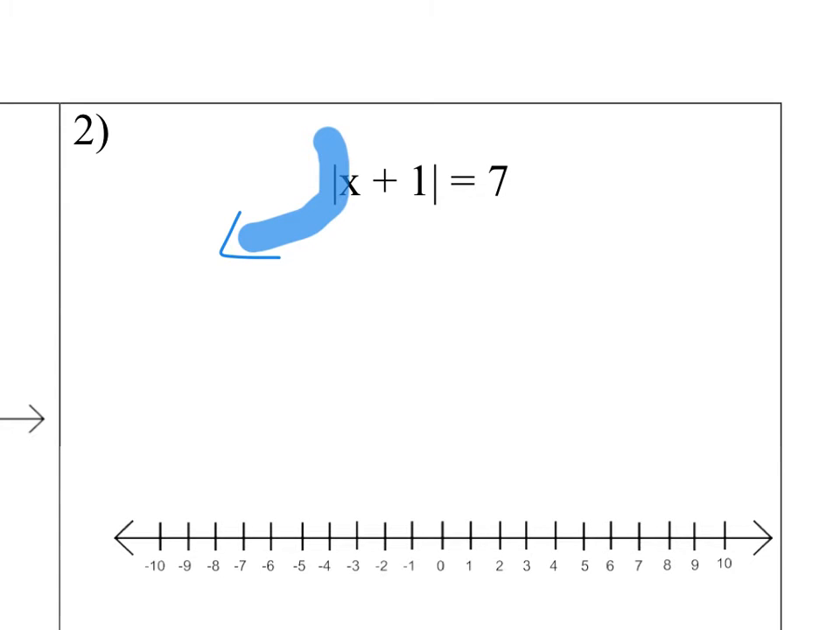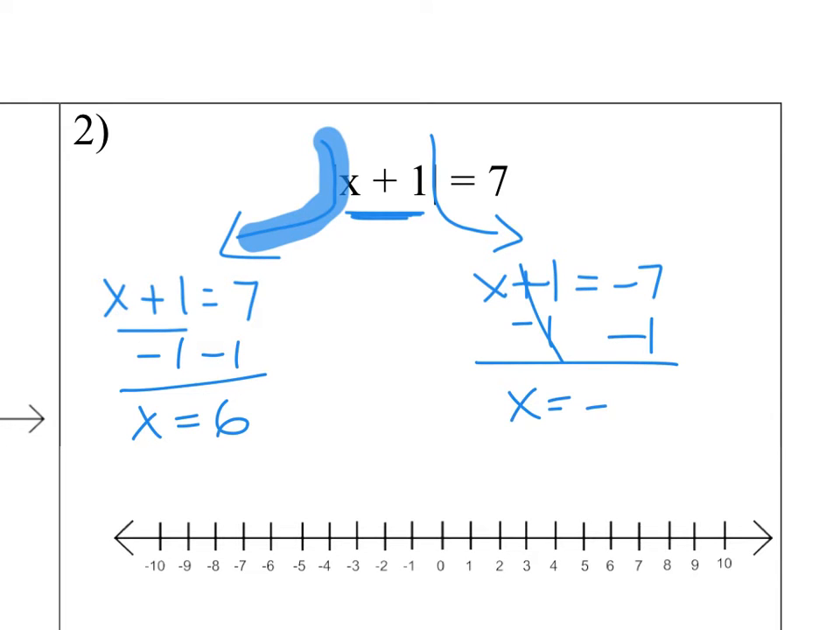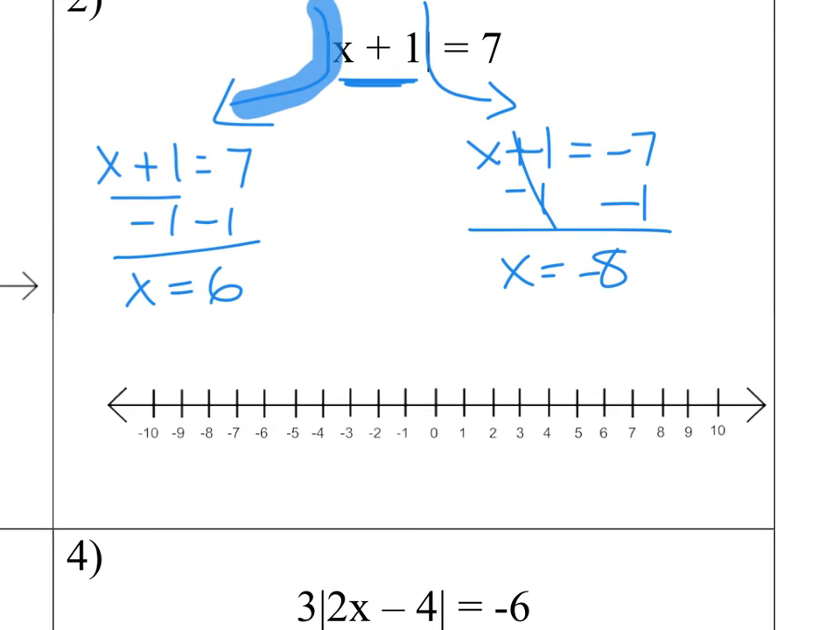I take this absolute value and go over to this side, and I say whatever's on the inside could be 7, and then this absolute value points to another, could be negative 7. So this number could be 7, or that number could be negative 7, because it's distance from 0 on the number line. So we simply solve this. So x could be 6, or x could be negative 8. So then it could be here or here.